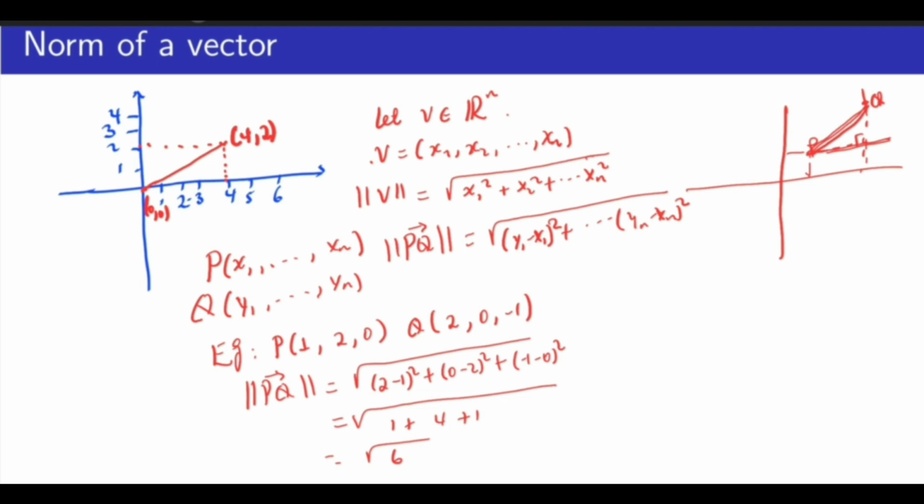So in general, the formula for the norm of a vector is given by this one, and whatever points you have, whether the initial point is (0, 0) or something else, you can apply this formula to find the norm, which is norm of V.